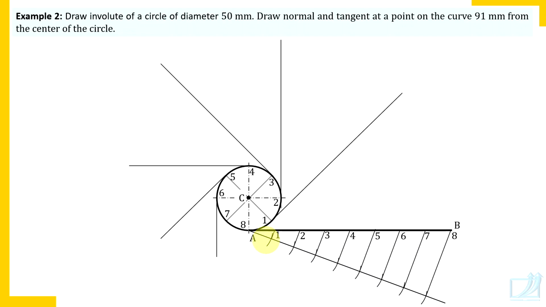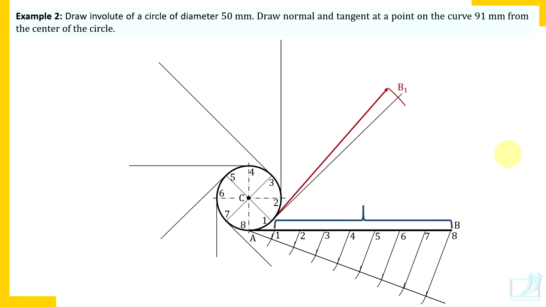And this is how you draw tangents. This is tangent at 0.7, this is tangent at 0.6, and tangent at 0.8 is coinciding with line AB. And now first tangent has length 1b, second tangent has length 2b, third tangent has length 3b, and so on. So take distance 1b in compass, and from first tangent get the first point B1.